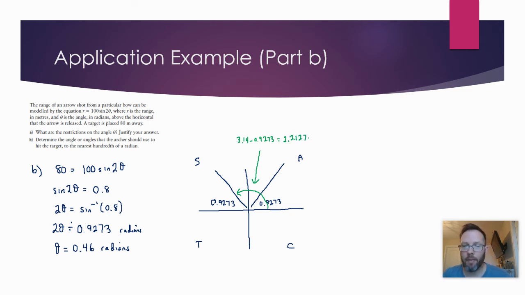Now you might be saying, well, that is more than pi over 2. But remember, these are the possible values for 2 theta. So we get 2 possibilities for 2 theta. 2 theta is 0.9273, which corresponds to an angle of 0.46. Or 2 theta could also be equal to 2.127, which actually does give you an angle between 0 and pi over 2. Divide that by 2, get about 1.11.